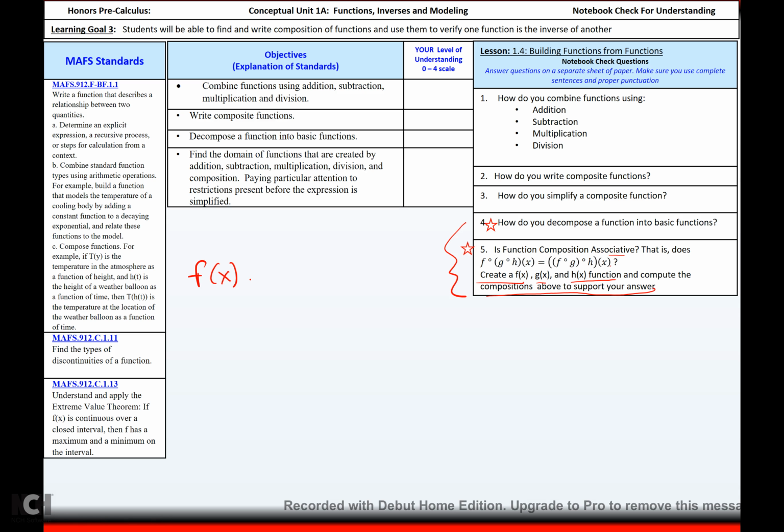Just make up some functions like f of x equals x plus 2. G of x equals negative 2x plus 3. And h of x equals 5x. And then do these compositions, and then do it backwards and see if you get the same thing, and then you can tell me whether it's associative or not.